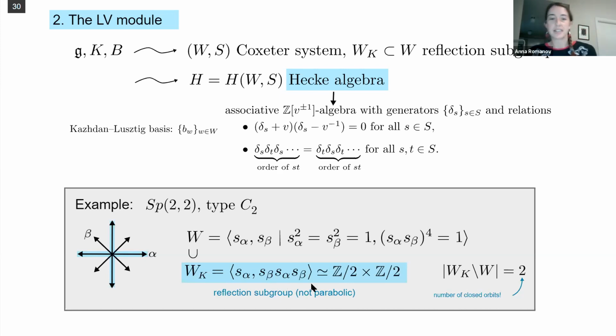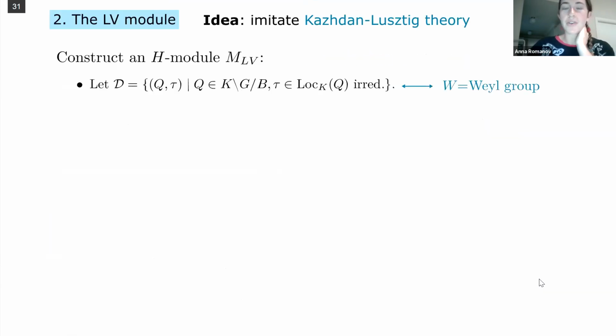And so in particular, this is a reflection subgroup. It's not parabolic. It's not generated by simple reflections. And then if we look at the quotient of W by W_K, it's just of note that this is size 2 in this example, and 2 is also the number of closed orbits. Again, this is not a coincidence.